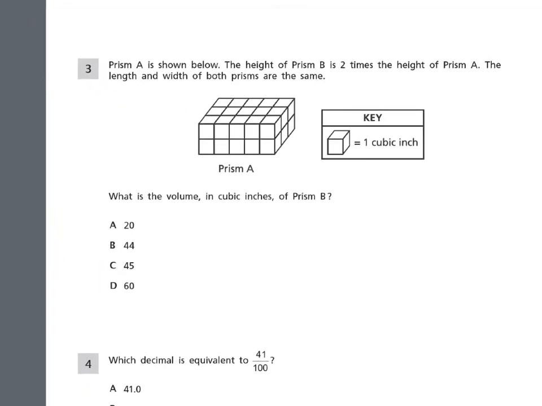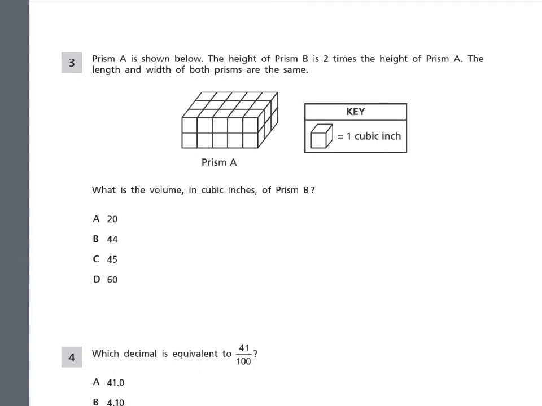For number 3, it says prism A shown below. The height of prism B is 2 times the height of prism A. The length and width of both prisms are the same. Well, what is the volume in cubic inches of prism B? So let's take a look at this.